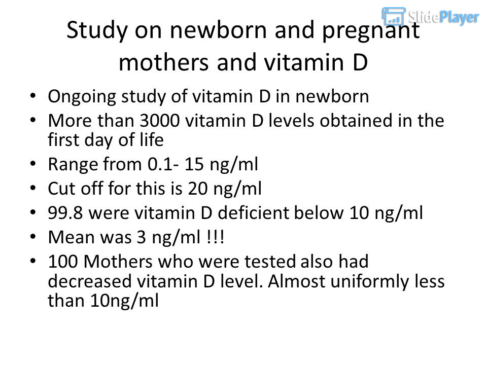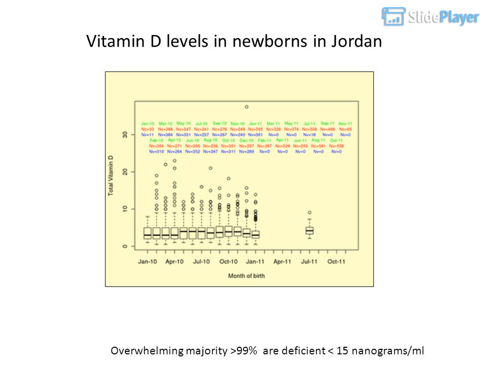99.8% were vitamin D deficient, below 10 ng/mL. Mean was 3 ng/mL. 100 mothers who were tested also had decreased vitamin D level, almost uniformly less than 10 ng/mL. Vitamin D levels in newborns in Jordan: the overwhelming majority, greater than 99%, are deficient, less than 15 ng/mL.